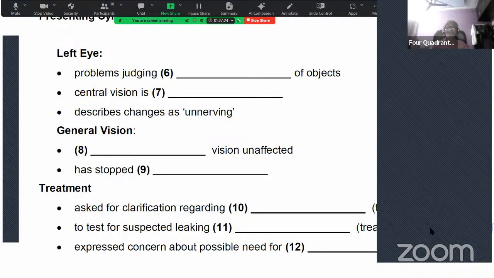Has stopped alcohol. No. Has stopped drinking alcohol, consuming alcohol. Ing form must be there. Has stopped taking medications. Ing form must be there. Has stopped taking medications. Has stopped consuming alcohol.